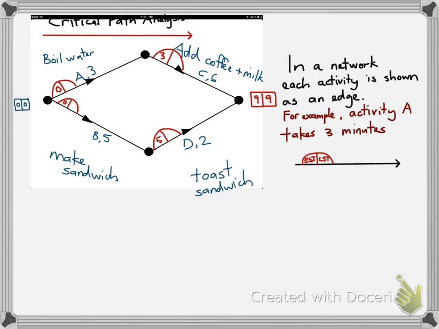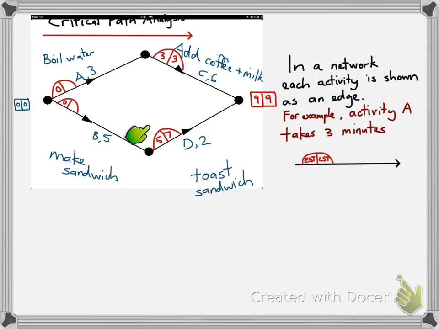So the first thing we do is we look at this 9. We wanted to finish at the 9 minute mark. If we take off 6 minutes and go backwards, the latest we could have added the coffee and milk would be 9 minus 6, which is 3. So I need to put a 3 in here. Now let's go back along this path. From the 9 minute mark going back 2 minutes would make 7 minutes. So I put a 7 there.